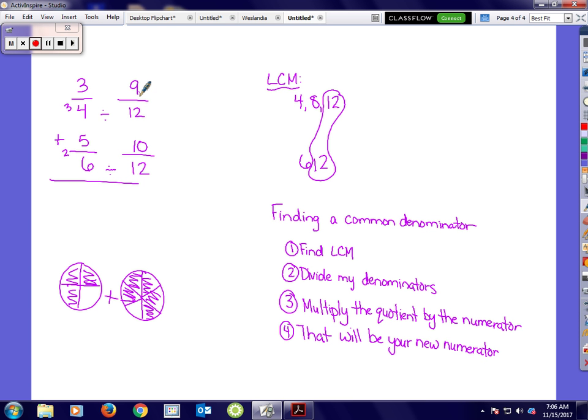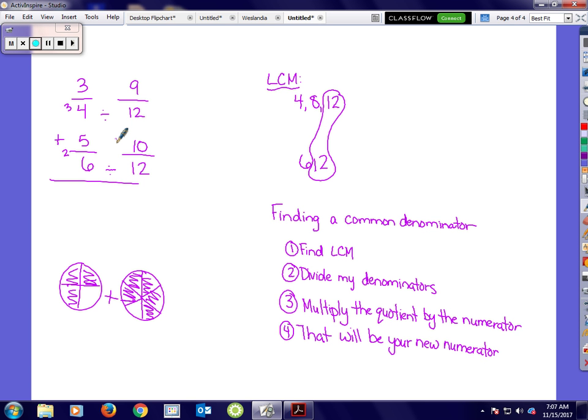And I can check this because I can figure out what I did to get from 6 to 12. I multiplied by 2. 6 times 2 is 12. Well, 5 times 2 is 10. That makes it equivalent because remember, whatever you do to the denominator, you must do to the numerator. Let's check this one. To get from 4 to 12, I had to multiply by 3. 4 times 3 is 12. 3 times 3 is 9.